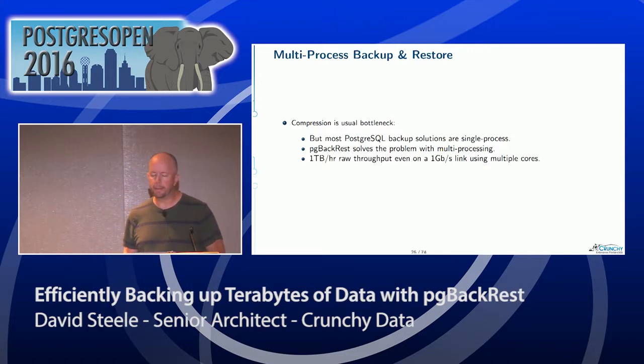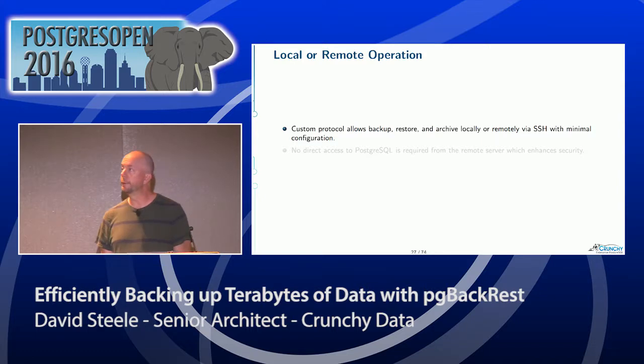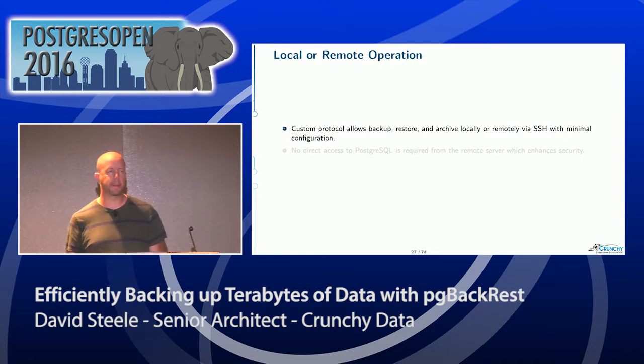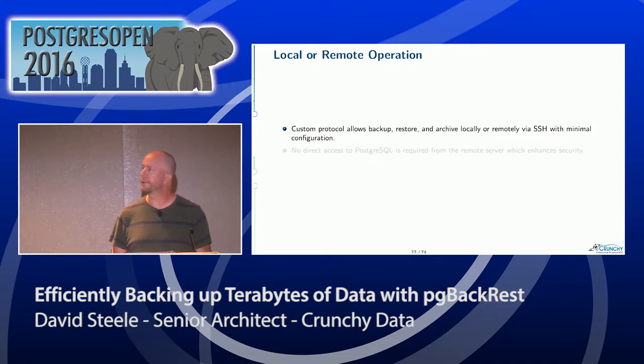So, on a fairly normal system using 8 threads, you can do about a terabyte an hour of raw throughput, which is pretty reasonable and doesn't put too much load on the system. You can do local and remote operation without any strange configurations. The protocol layer is designed to run through SSH, but you can back up locally. You can back up to an NFS server. You can have master and replica talking to an NFS server.